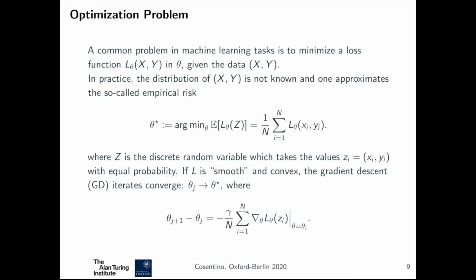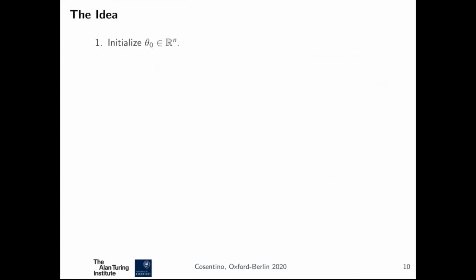Now, what can be said is that if L is smooth convex with bounded derivative, more or less, we can say that the gradient descent converges up to the choice of the learning rate gamma. The learning rate must be small enough. Essentially, it is related to the value of the Lipschitz constant of the loss function. So now we can introduce the acceleration.